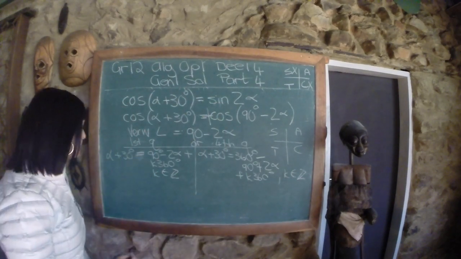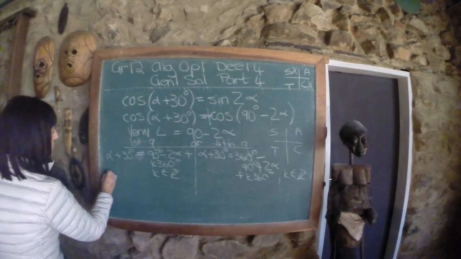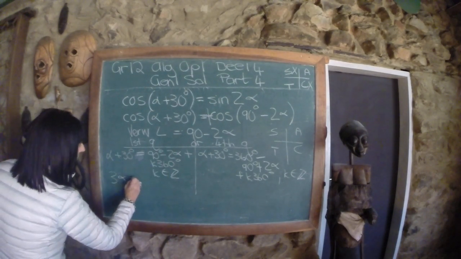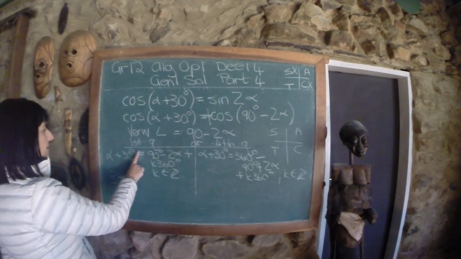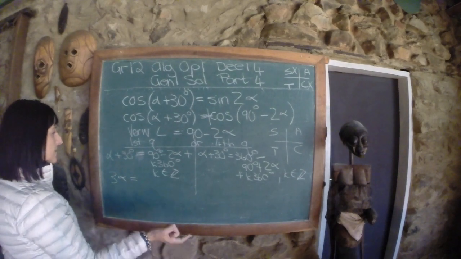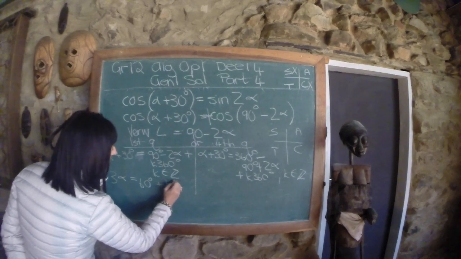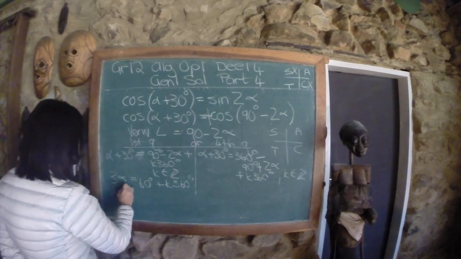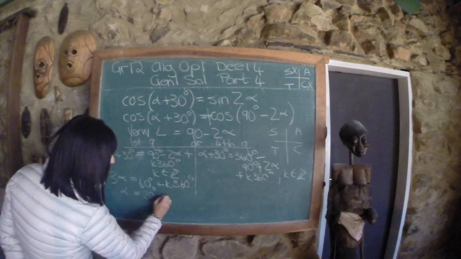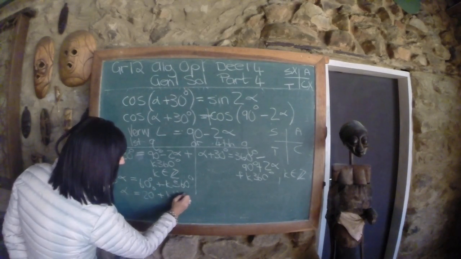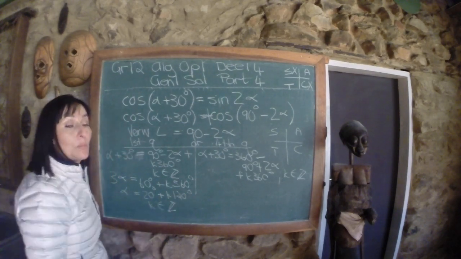Now we can simplify on both sides. Got an alpha minus 2 alpha gives me 3 alpha on this side. I've got a 90, and if I take that to that side, it becomes a minus 30. That gives me 60 plus K times 360. Ek kan deel met 3 orals en ek het 20 grade plus K maal 120 grade K element van Z. Beautiful.